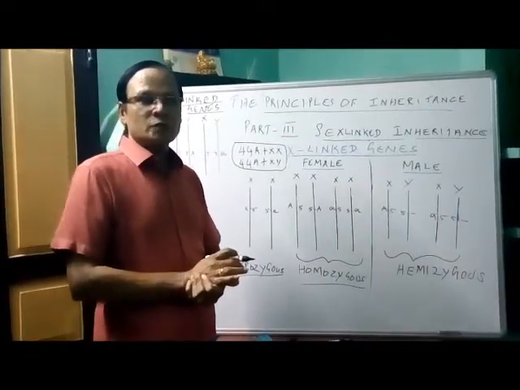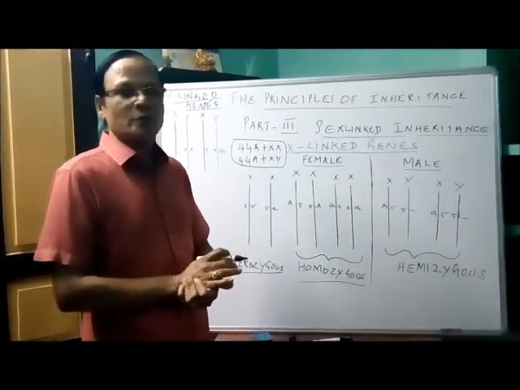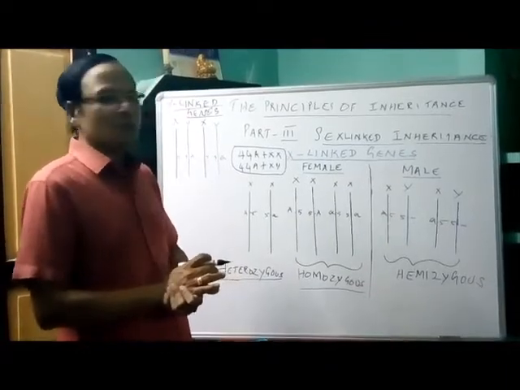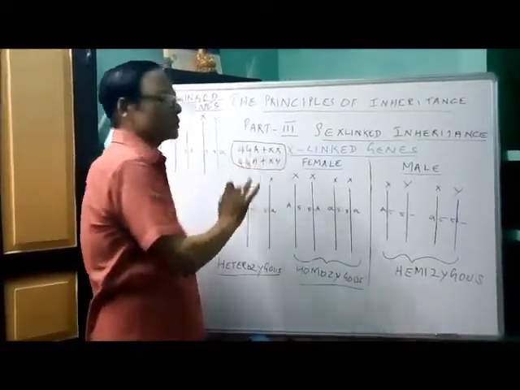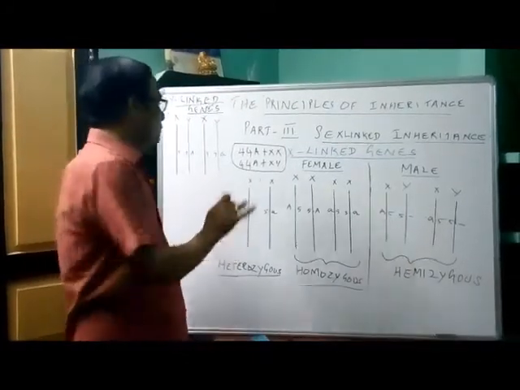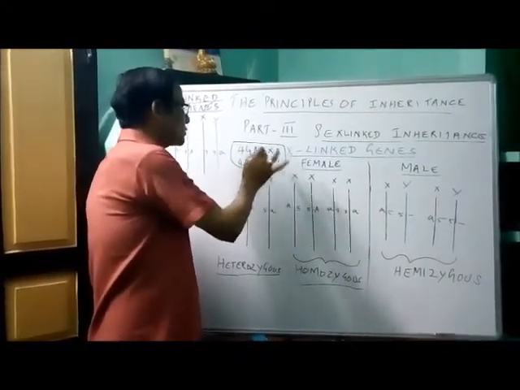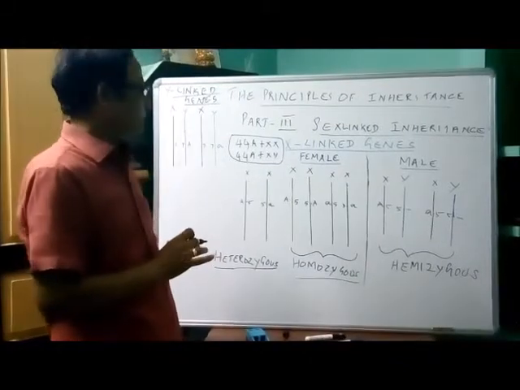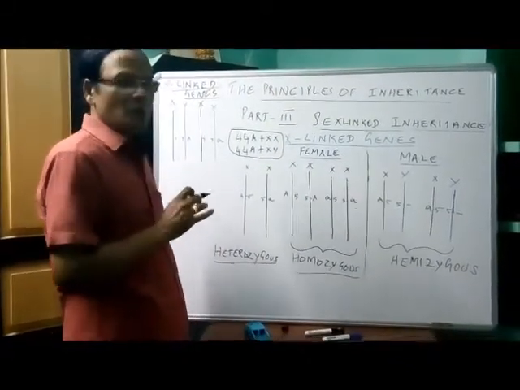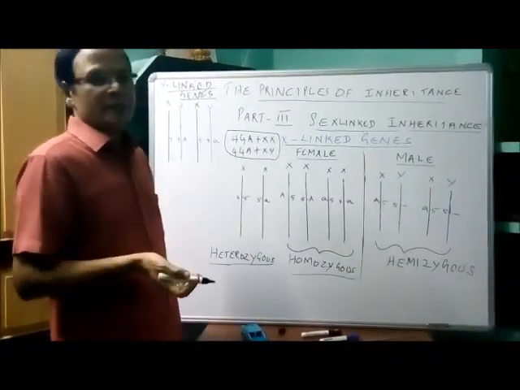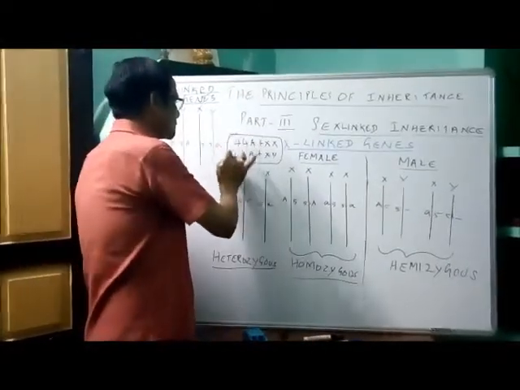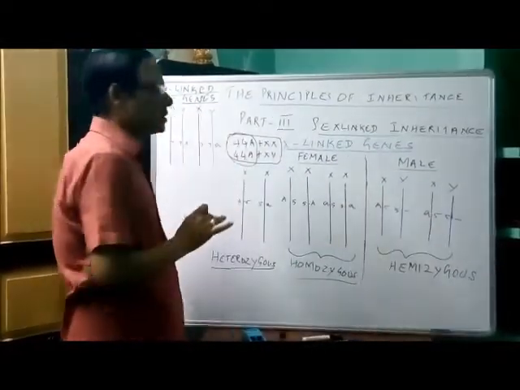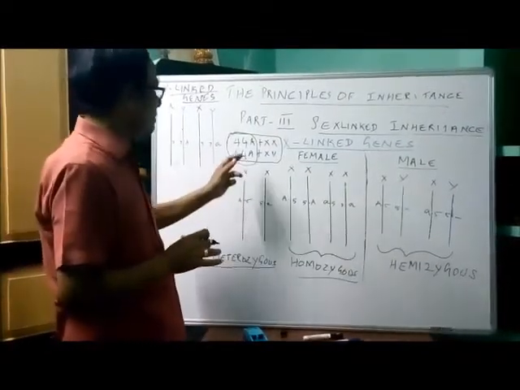If we are taking actually somatic cells of human beings, there are 46 chromosomes: 44 autosomes plus XX chromosomes in the case of female, 44 autosomes plus XY chromosomes in the case of male. Now, normally the body characters are controlled by genes located in autosomes. All body characters are controlled by genes located in autosomes.